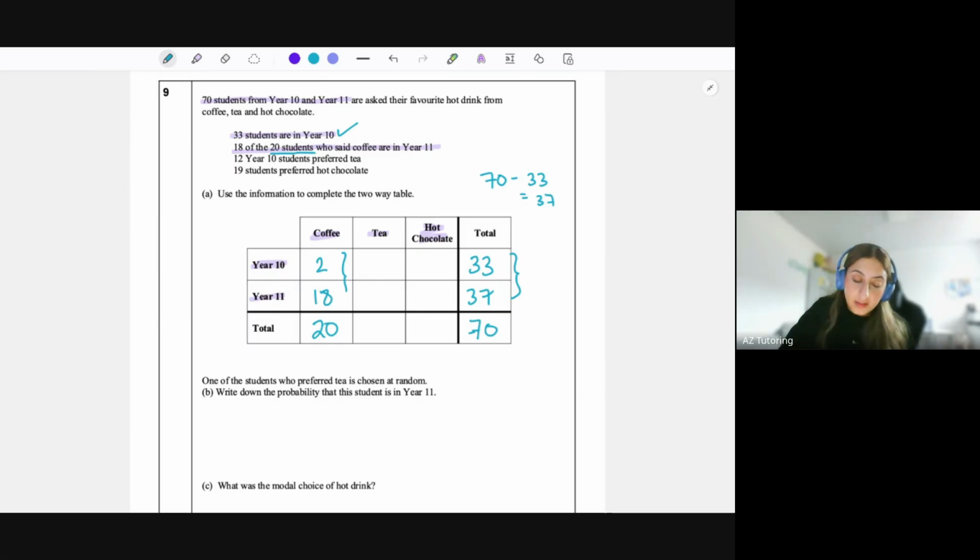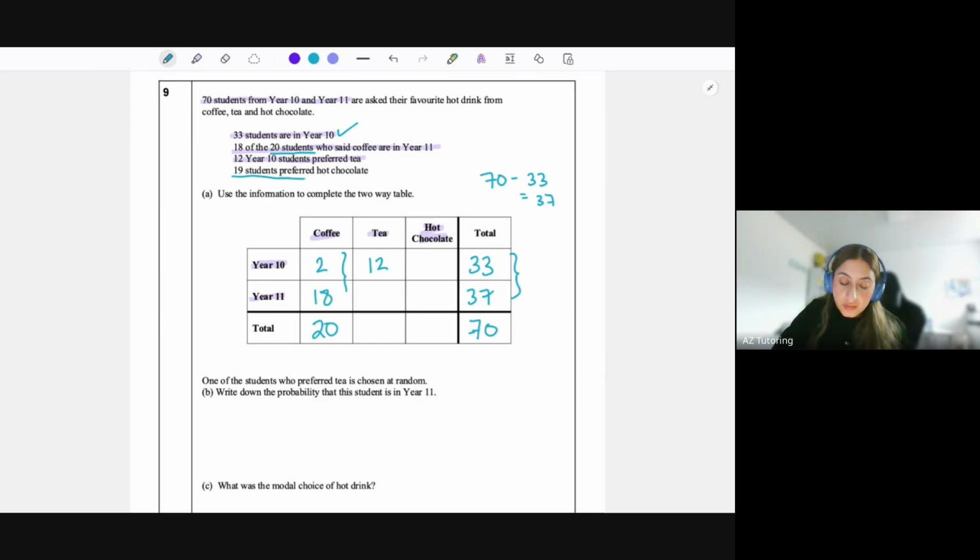Now, next one says 12 year 10 students preferred tea. So where's year 10 and where's tea? So 12 of them preferred tea. 12 of the year 10 students. So year 10 and under tea. Okay, we've done that one.